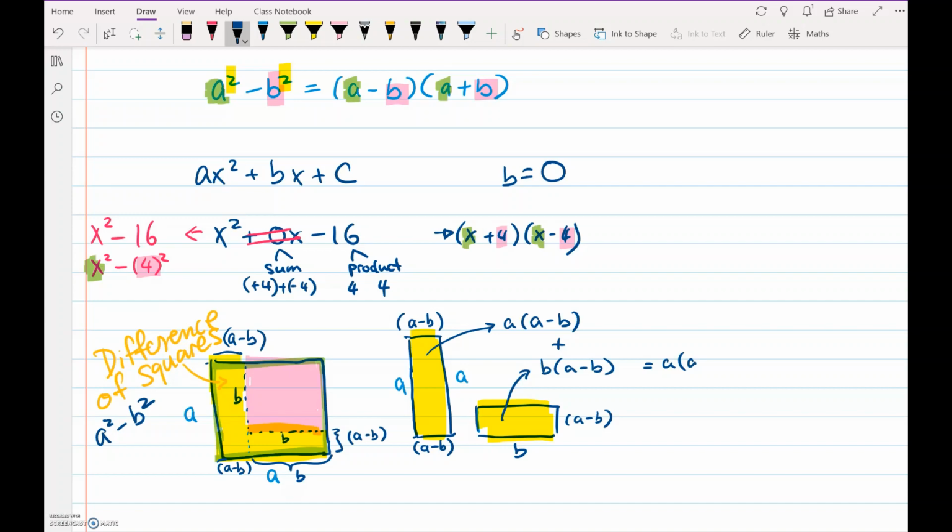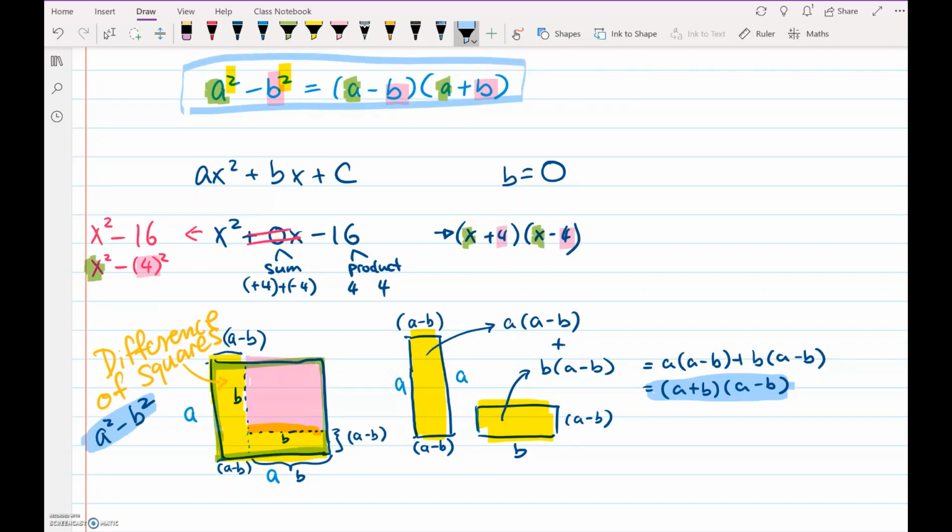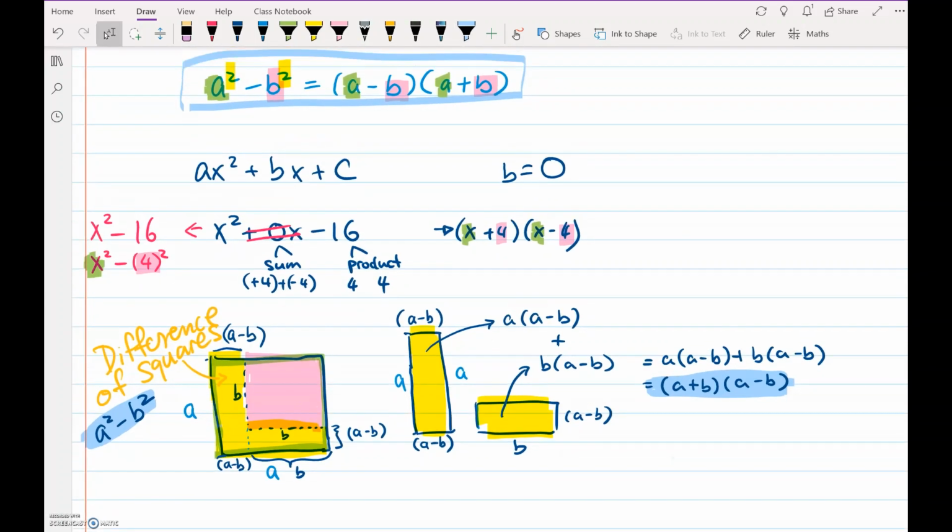I get A times (A minus B) plus B times (A minus B) equals (A plus B) times (A minus B). There we go. One side of my equation is (A plus B) times (A minus B), and the other side here is A squared minus B squared. And that goes back to exactly our difference of squares formula. Okay, so that's the way we envision it and reorganize our equation.